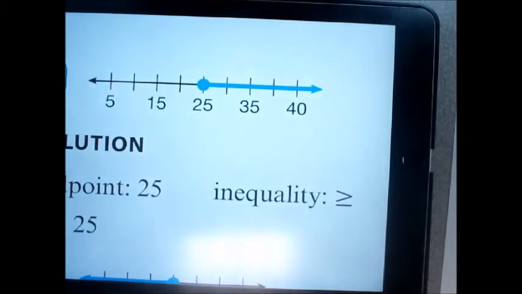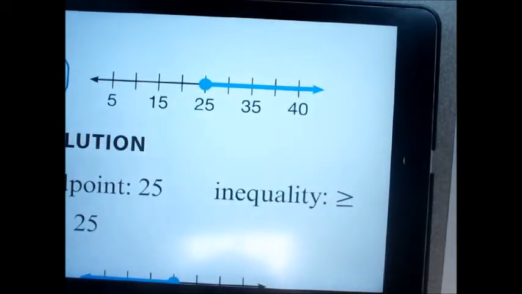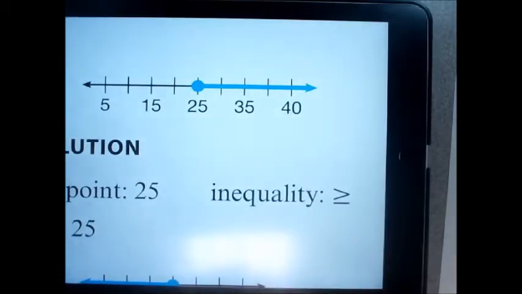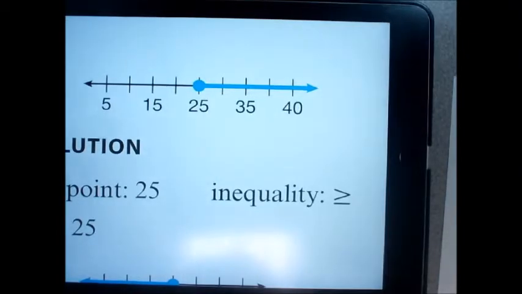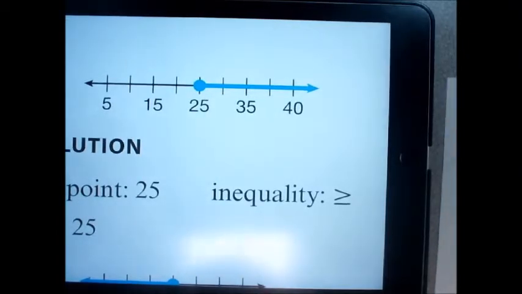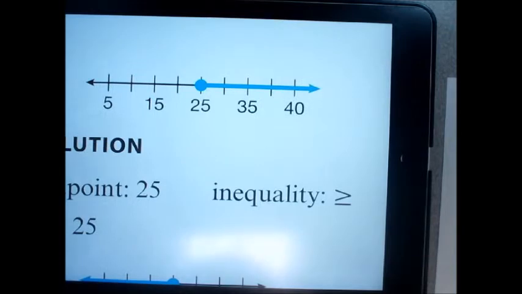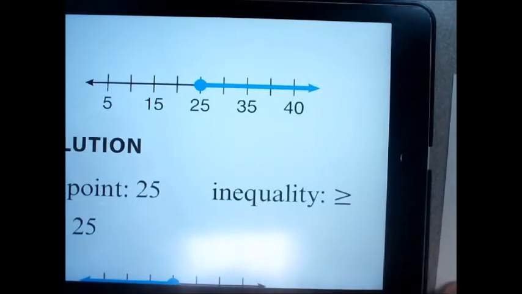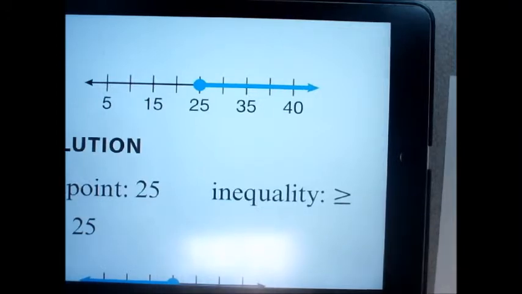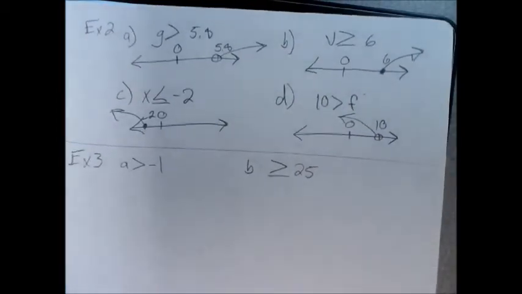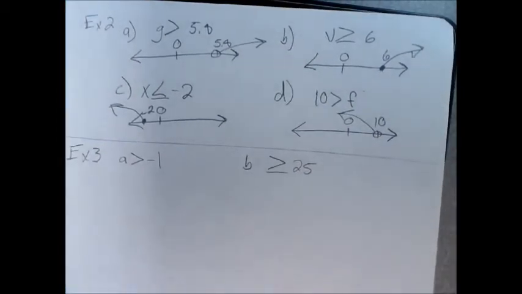So next one, I'm going to use B because that's the letter that we're on. It's going again to the right, so is that greater than or less than? It's greater than. Is it inclusive or exclusive? It's inclusive, so we must put a bar underneath our greater than. And then what number is it at? 25. So our answer will look like B is greater than or equal to 25.